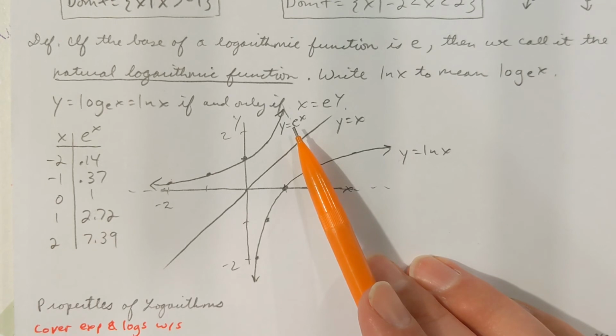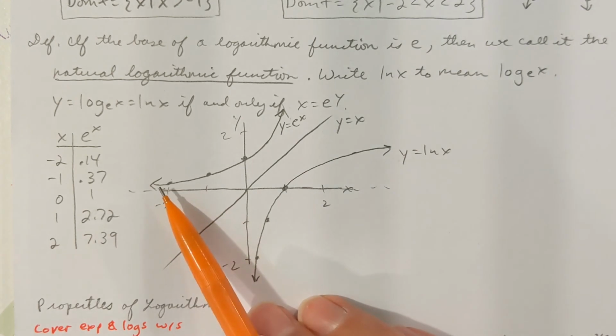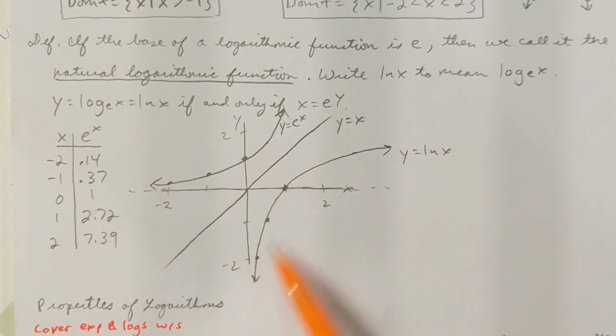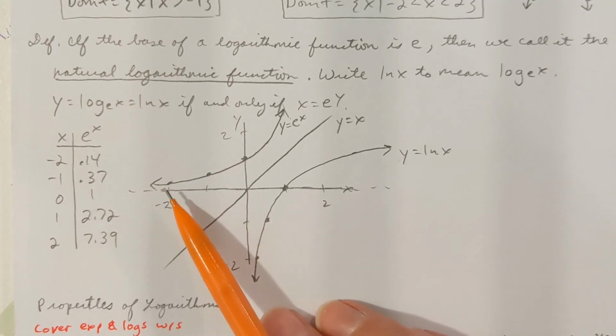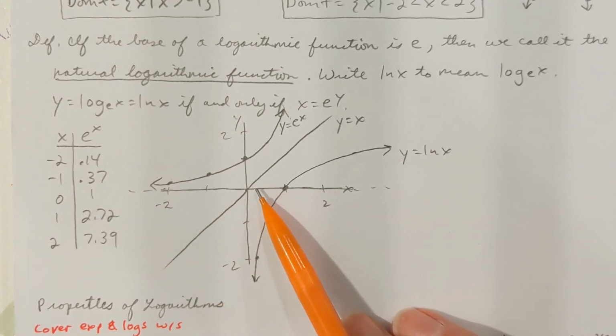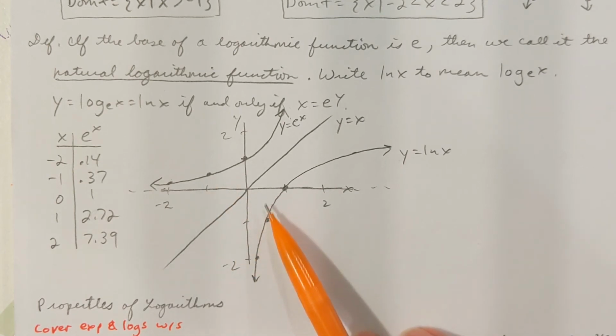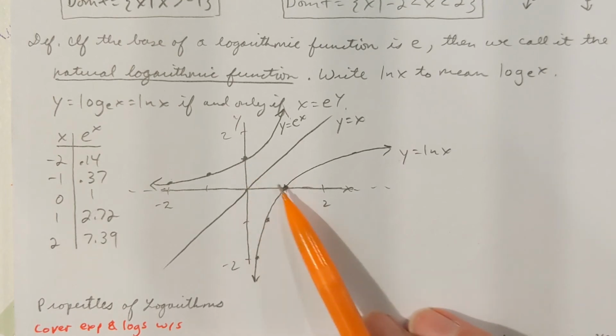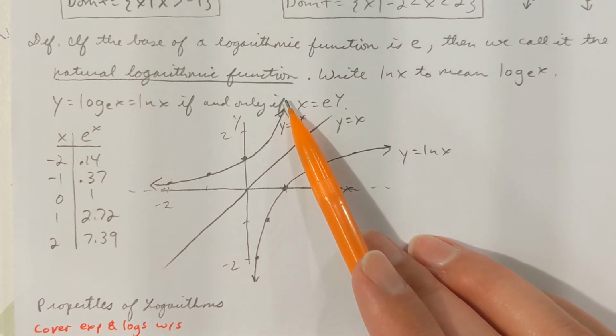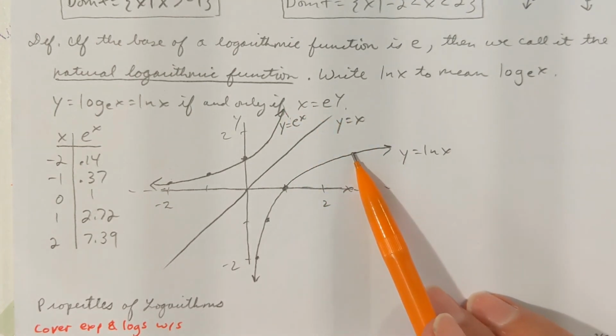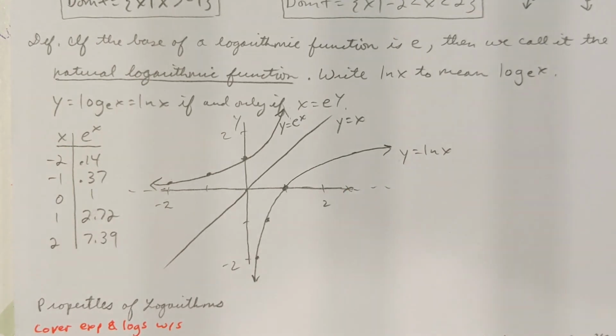Okay, I'm saying the word inverse again. Inverse is all about switching x and y. So with this graph here, I want to switch the coordinates and plot the new points. Okay, let me do that now. Negative 2, 0.14 is now going to be at 0.14, negative 2. Negative 1, 0.37 is going to be at 0.37, negative 1. 0, 1 is going to be at 1, 0. 1, e, which would be up here, is going to be at e, 1, etc. Okay?